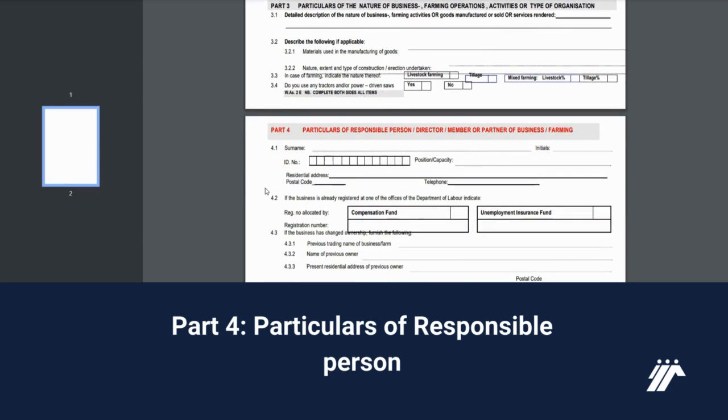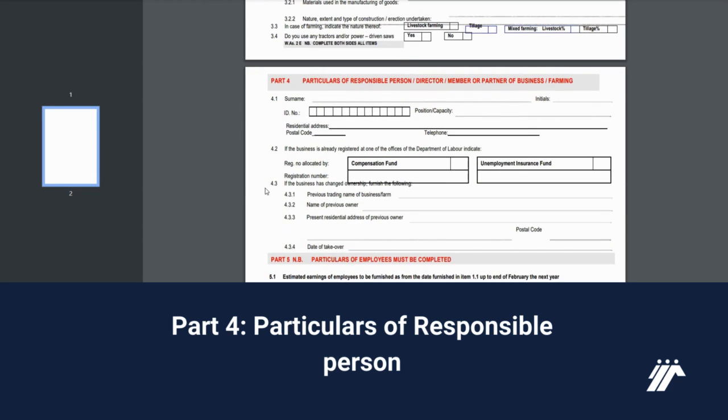Okay, great. And then part 4, it says particulars of responsible person, director, member, or partner of the business. So basically, who is the main contact person in the company? The details of the main contact person are the ones to be captured on part 4. Let's say the Department of Labor wants to get in contact with your company. Who is the person that they are going to be contacting? That is very important. Their name, their surname, ID number, and all the relevant detailed information required by them.